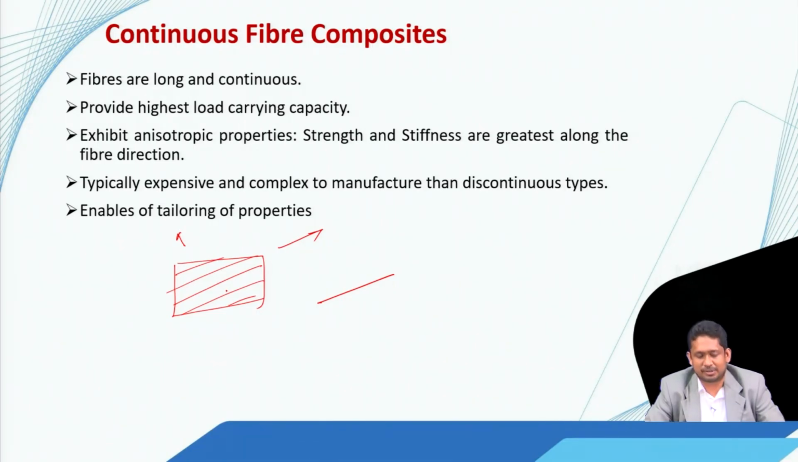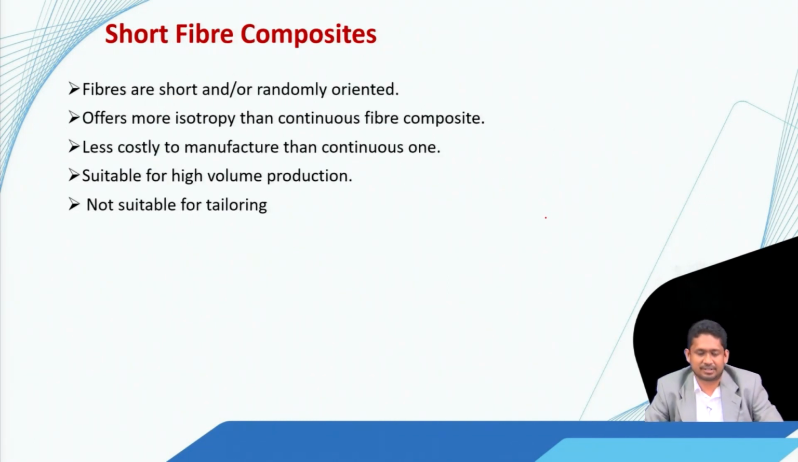We want to tailor some properties. In that case, the anisotropy helps us, and they are typically more expensive and complex to manufacture than discontinuous type composites. So we are talking about continuous fibers here. Discontinuous type is just the other side of it.